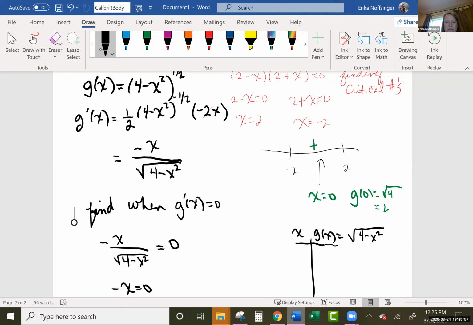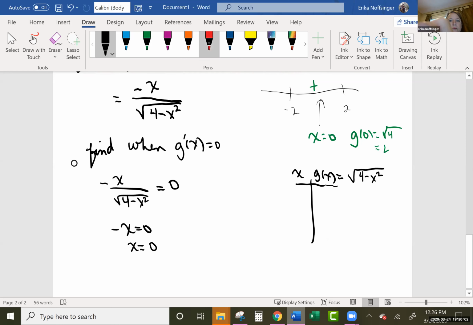Okay, so our endpoints were at negative 2 and 1. Our critical number was x equals 0. So if I put in negative 2 in here and we square it, we get positive 4. So you have the square root of 4 minus 4, which is the square root of 0, which is 0. If we plug in 0 wherever we see an x in g of x, we get the square root of 4, which is 2. And if we plug in 1 here, we get the square root of 4 minus 1, so the square root of 3.